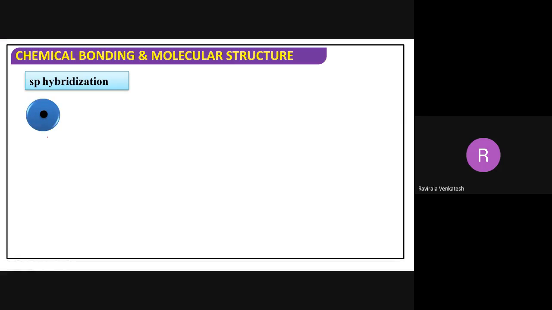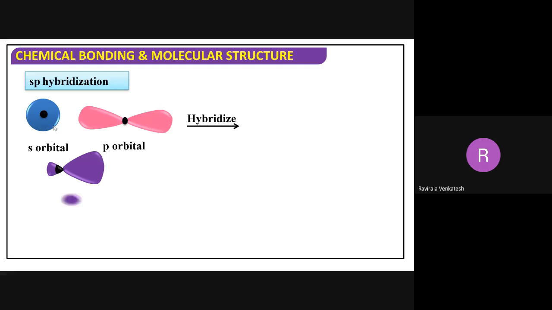Now this is an s orbital. Everyone is visible now. This one is an s orbital, right? And this is a p orbital. They are not reacting, they are merging, mixing, the s orbital and the p orbital. Both mix to give what? A hybrid orbital.